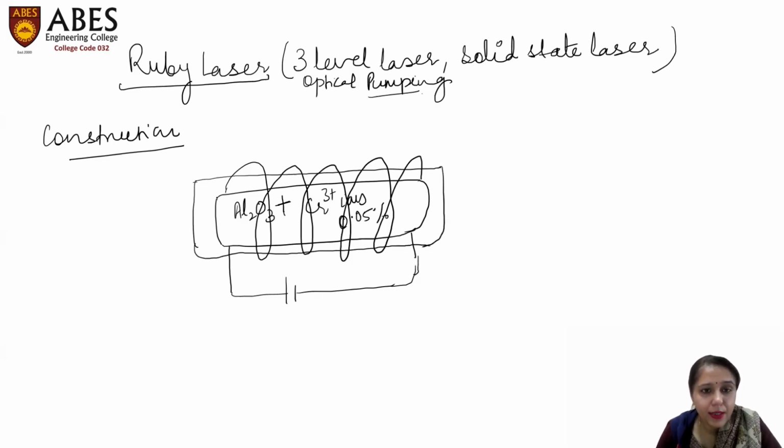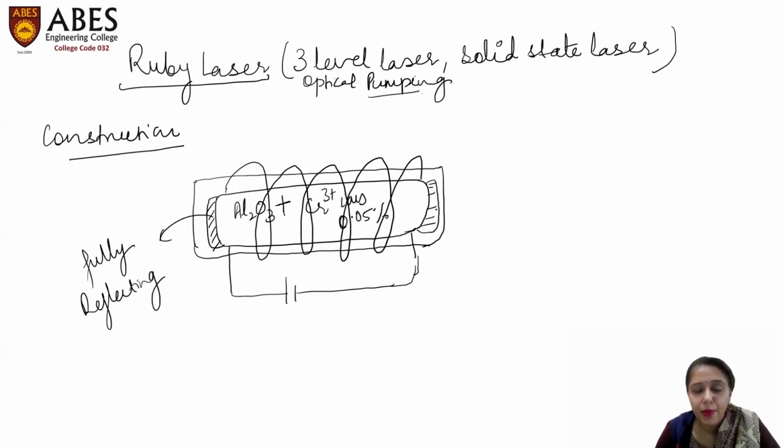Now the third part is the optical resonator. One part will be completely reflecting and the other part will be partially reflecting. So we can write this here. This is fully reflecting and this is partially reflecting, from where we are going to get a very good amount of coherent laser beam through the ruby laser. So there will be a partially reflecting surface of the lens.